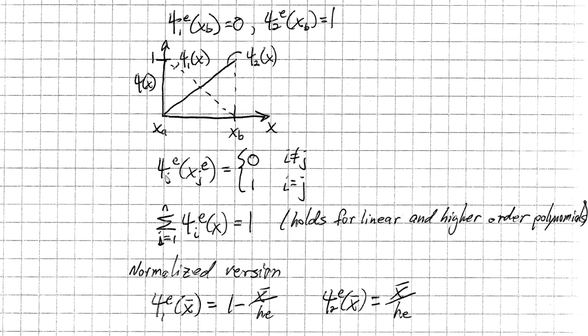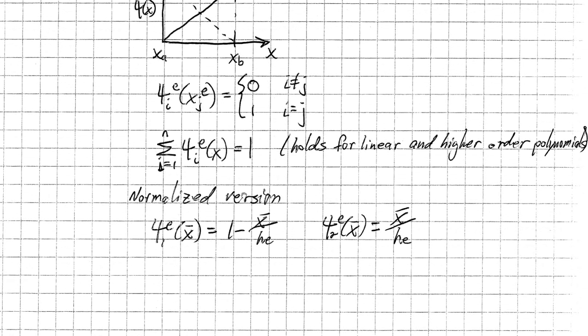It doesn't even have to be just a linear interpolation function. It can be higher order. This will always hold. Okay, and also, at these endpoints, it's 0 or 1, and then if you sum it anywhere on the domain, any point within X over that element, it's always going to be 1.